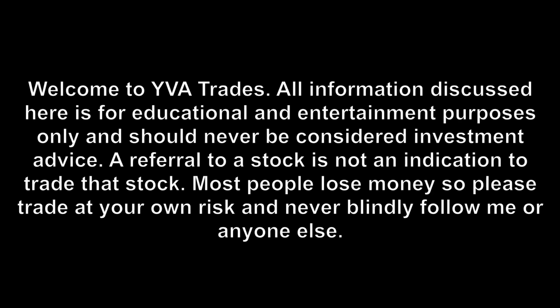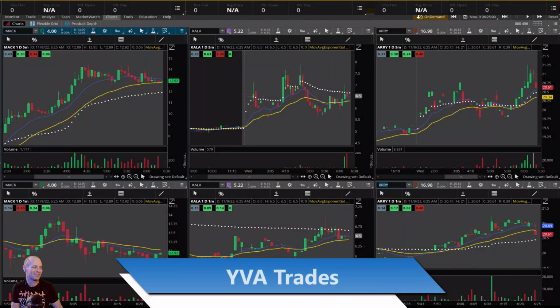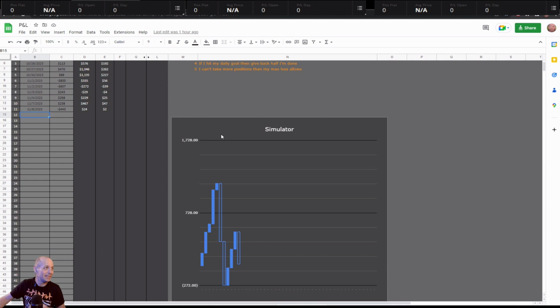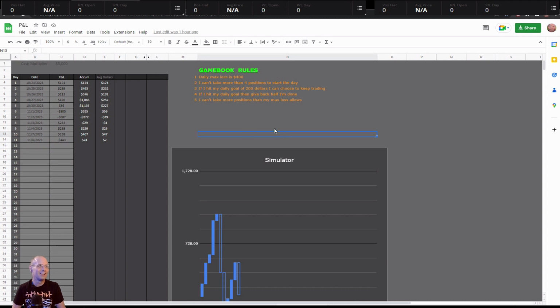Trade in a simulator to test your strategy before trading real money in the market. Welcome to Eva Trades. We like to have fun here. This is a look at my progress so far in the simulator. This is the risk management simulator. We're focusing on risk, trying to perfect it. Well, I don't know if you can get perfection, but definitely trying to make it better.